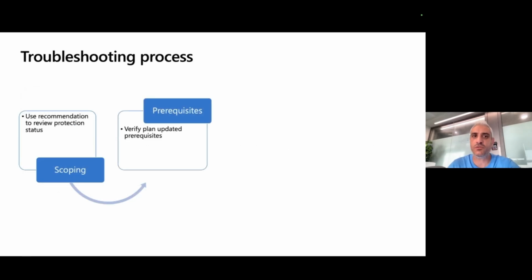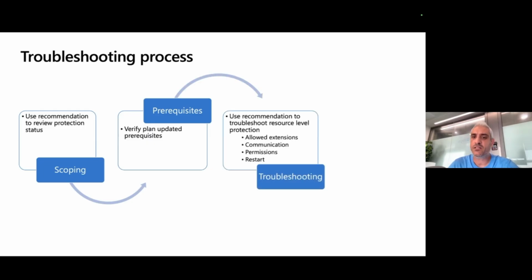So what does the troubleshooting process look like? We recommend you use the new recommendation experience that we have created in order to scope and identify the unprotected SQL servers. Then we recommend you go and verify the plan's updated prerequisites that we have published in the public documentation, and then start troubleshooting by using the unhealthy reason listed in the recommendation on a specific SQL server. It basically allows you to understand the root cause, why the SQL server is not being protected.